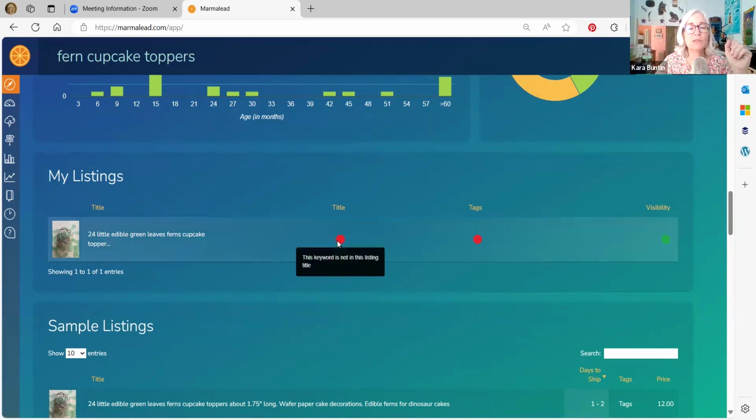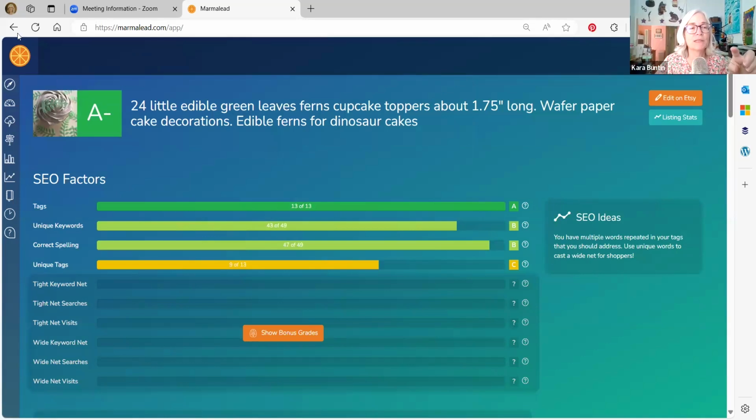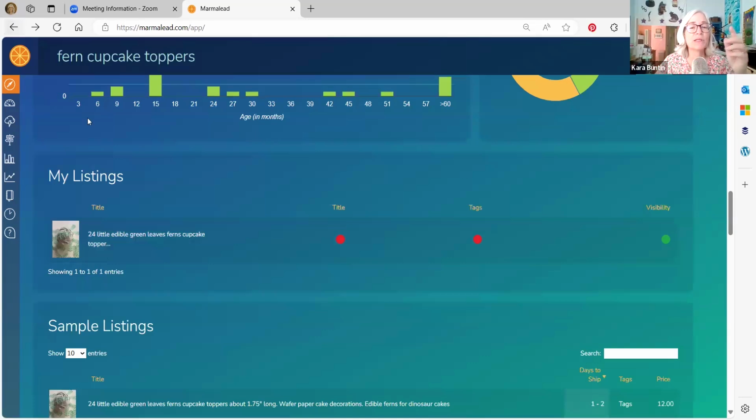And this says the keyword is not in this listing title. It says ferns cupcake toppers. Now, this is a good example that this is looking only at fern, not ferns, plural. Okay, because ferns cupcake toppers is in it. See, ferns cupcake toppers. But it's the plural. So I'm not worried about that.